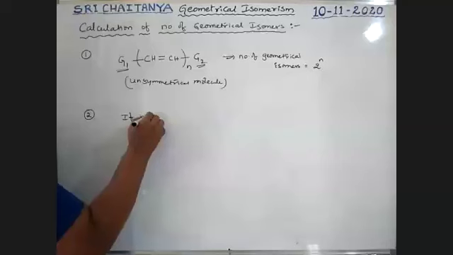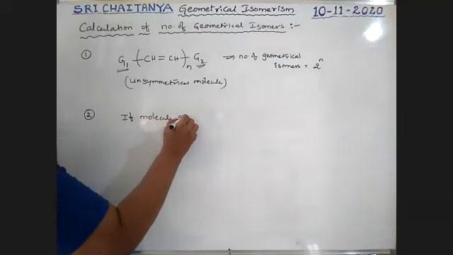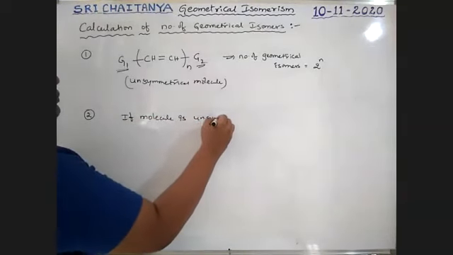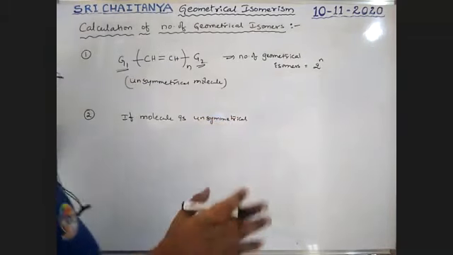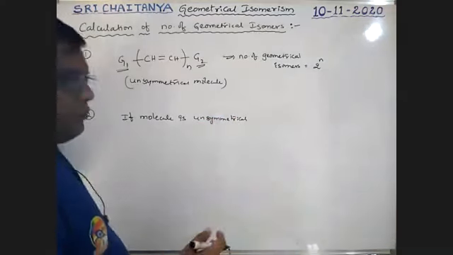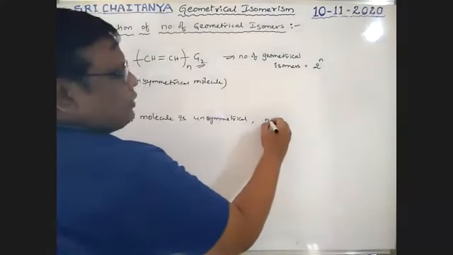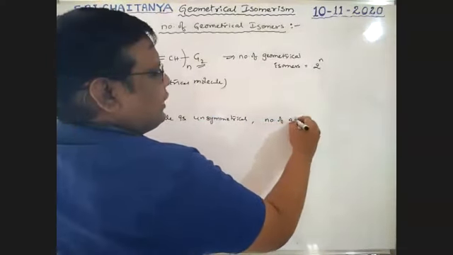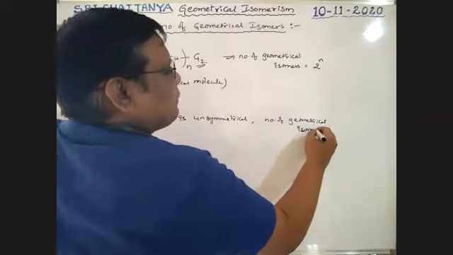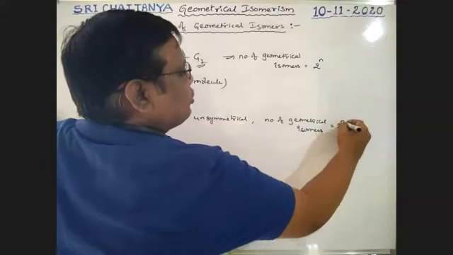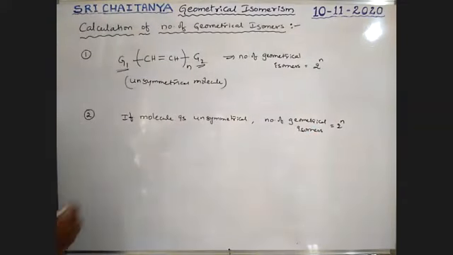If the molecule is unsymmetrical, that means after cutting, that doesn't give equal parts. So unsymmetrical, so number of geometrical isomers is equal to 2 power n. N is the number of double bonds.